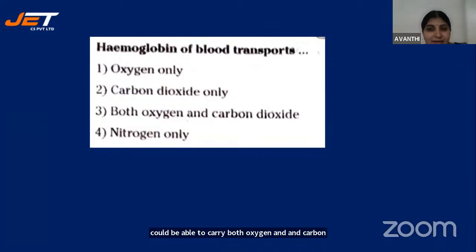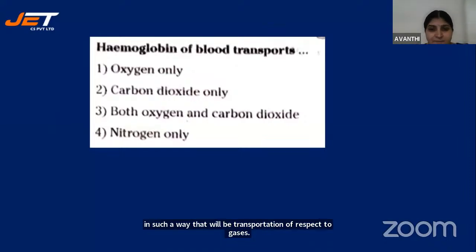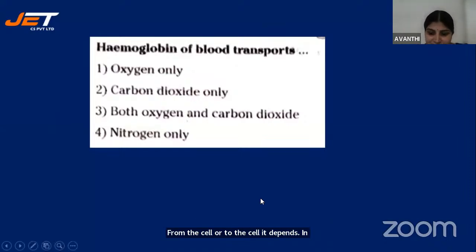Okay, when carbon dioxide binds with hemoglobin pigment, it forms carboxyhemoglobin. When it binds to oxygen, it forms oxyhemoglobin. So in such a way, there will be transportation of respective gases from the cell or to the cell. It depends on the process of respiration.